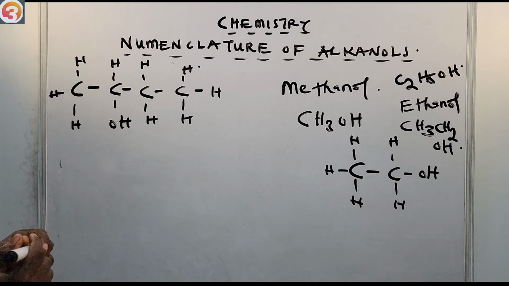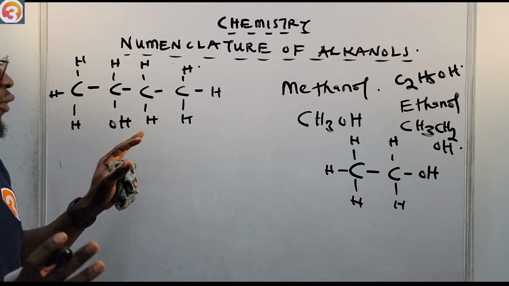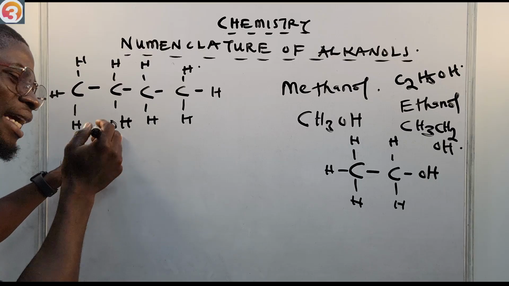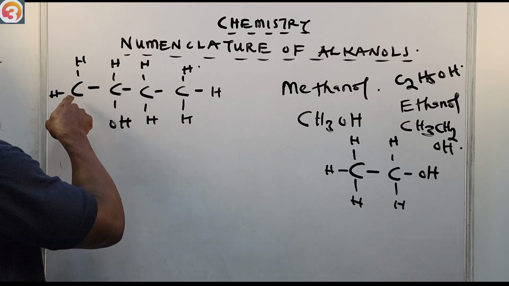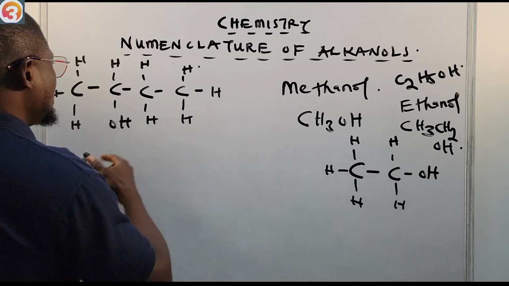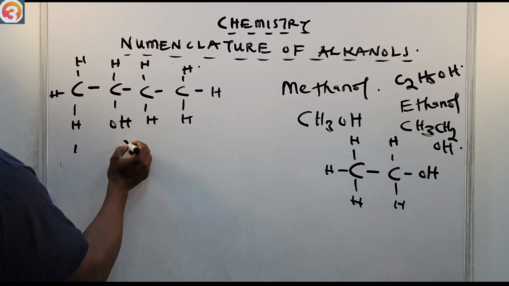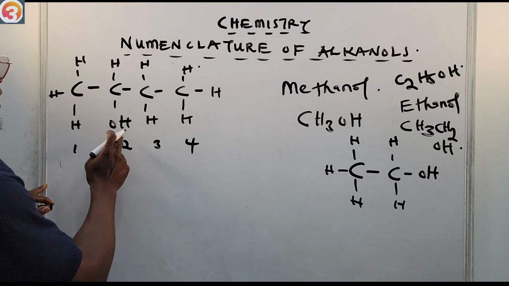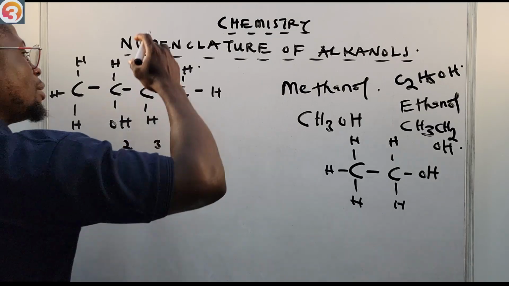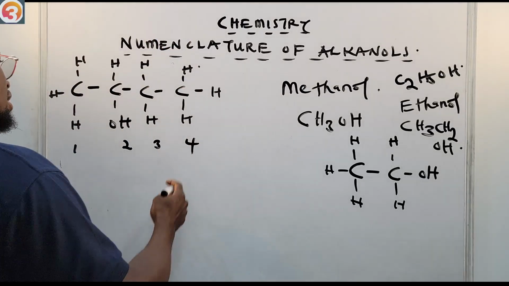Now let us name the compound. First of all, go and locate the functional group. It's on this carbon. So if we number from the left to the right, there will be 1, there will be 2, this will be the 3rd carbon, this will be the 4th carbon. The OH functional group will be on the 2nd carbon. But if we number from the right to the left, there will be 1.